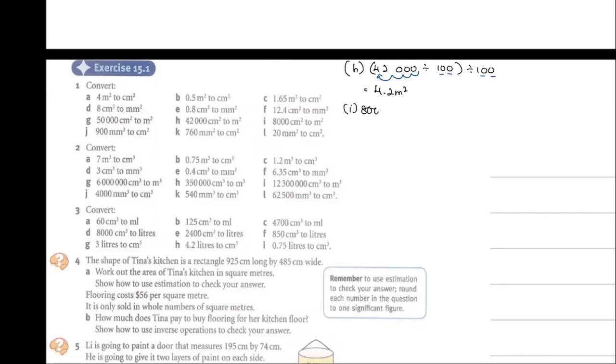I, 8,000 divided by 100, divided by 100 again. Move the decimal place, 1, 2, 3, 4. So we're going to get 0.8 square meters.